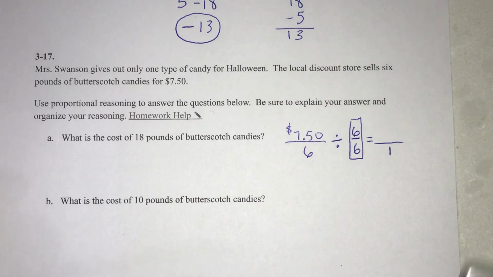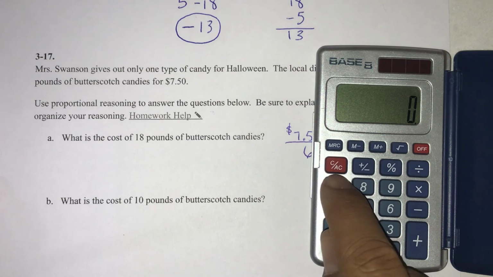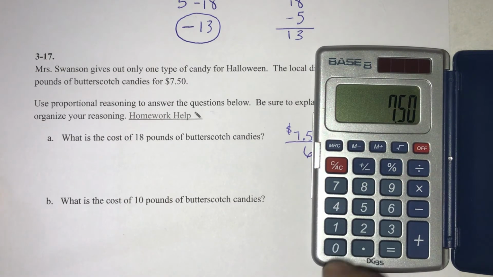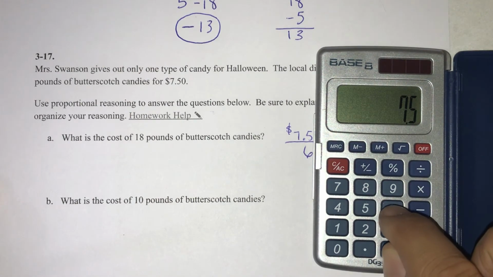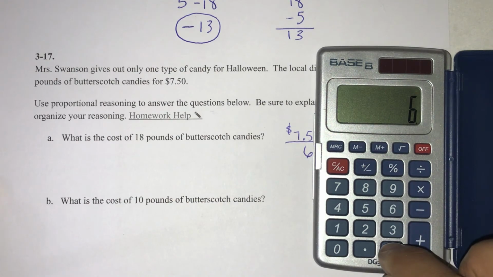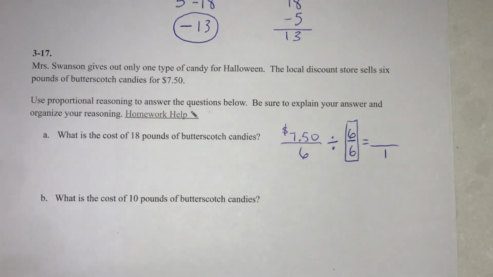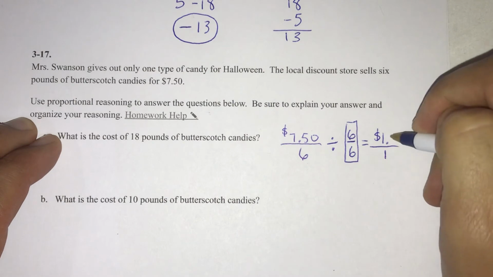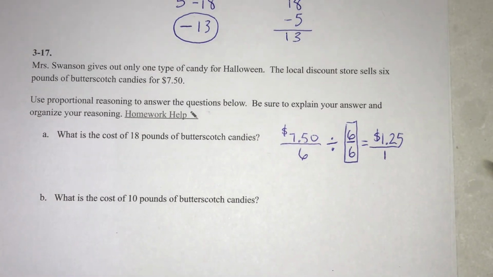Okay, use a calculator. I'm going to slide in a little calculator here, going old school with you, and I will type in 7.50 for $7.50. Hit the division sign, divided by 6 pounds of candy, and what do I get? 1.25. Or since we're talking about money here, $1.25. All right, so 1 pound of candy costs $1.25.